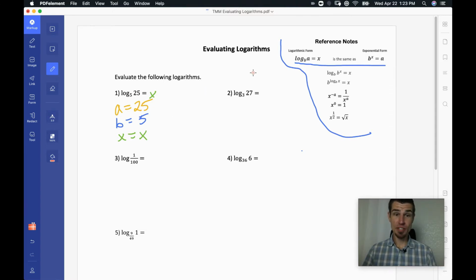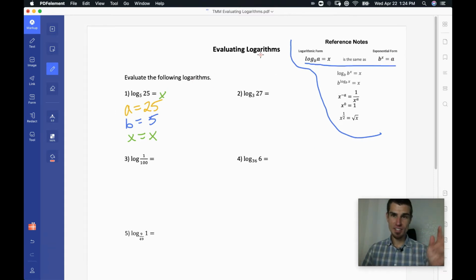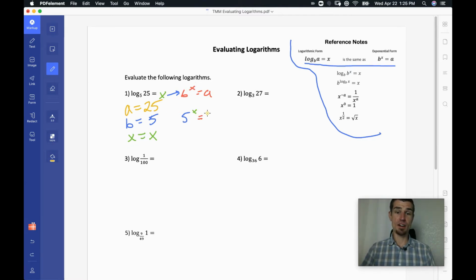Now from this point, we just need to take our values of a, b, and x and substitute them into exponential form. Just as a reference, so our eyes don't have to go so far to look, we are going to put it in this form: b to the x power equals a. Our b is 5, so that's going to be the base of our exponential form. This logarithmic form can just be written as this exponential form. So we substitute 5 in. We need our exponent, so in this case, our x is just x, and it's equal to a. Our a is 25.